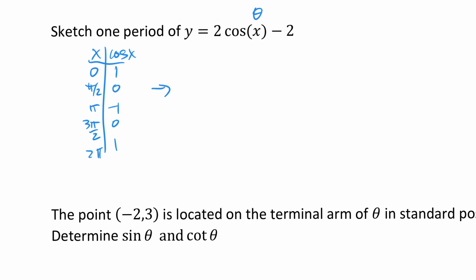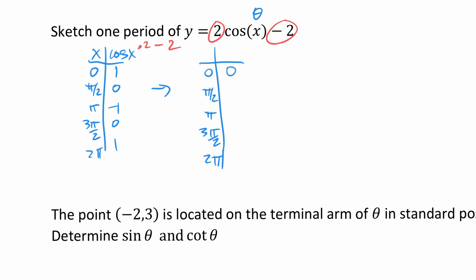Now we have to do the transformations. This 2 and this negative 2 are both going to affect the y values. We're going to multiply them by 2 and then subtract 2. We're going to have the same x values, 0, pi over 2, pi, 3 pi over 2, and 2 pi. But the y values, 1 times 2 is 2, minus 2 is 0, then negative 2, negative 4, negative 2, and 0.